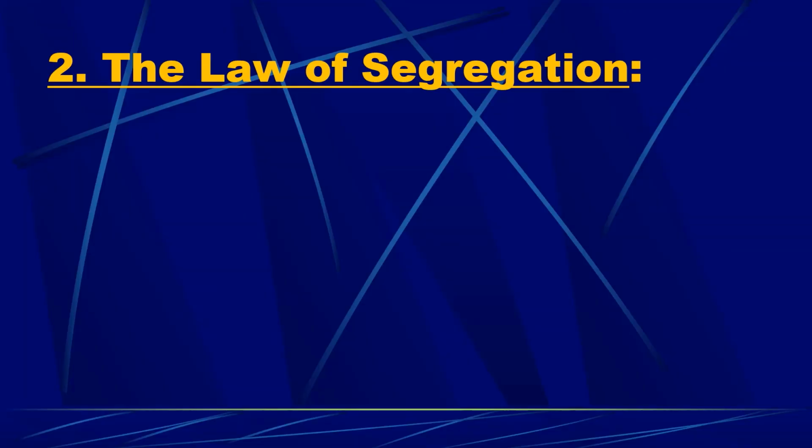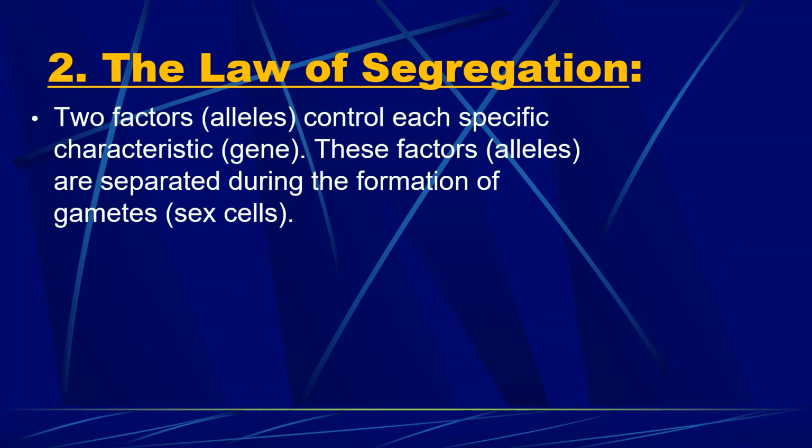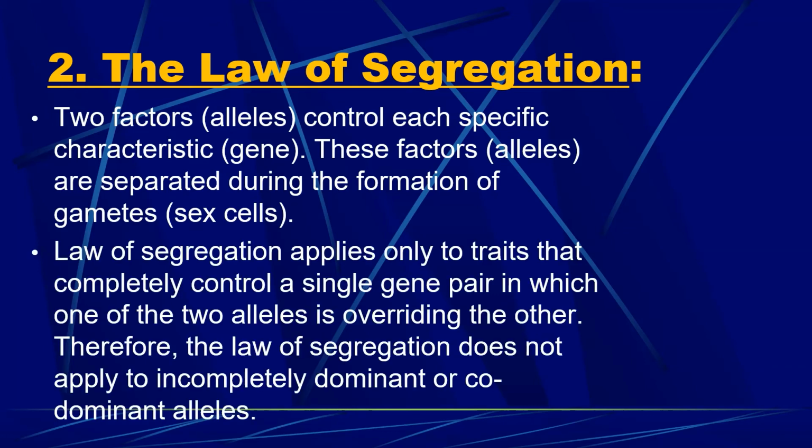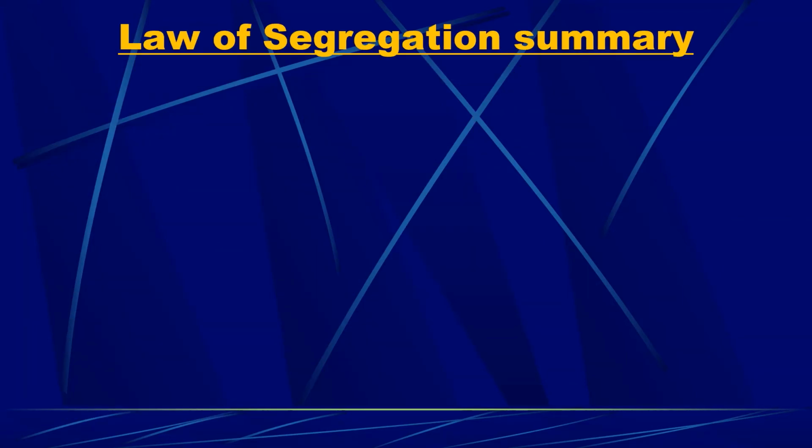The second law that Mendel proposed is the law of segregation. It states that two factors, or alleles, control each specific characteristic, or gene. These factors are separated during the formation of the gametes, or the sex cells. In other words, the law of segregation applies only to traits completely controlled by a single gene pair in which one of the two alleles is overriding the other. Therefore, the law of segregation does not apply to incompletely dominant or codominant alleles. So what do we have to remember about the law of segregation? First, genes control traits.